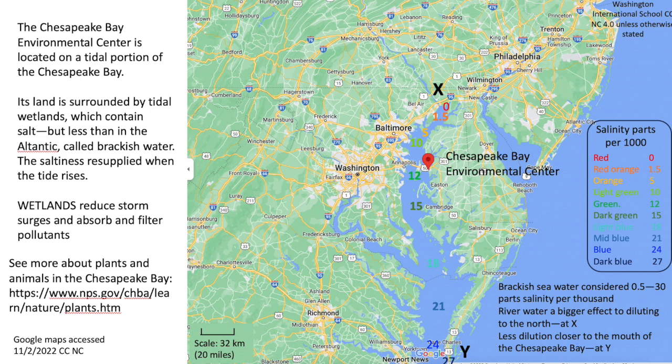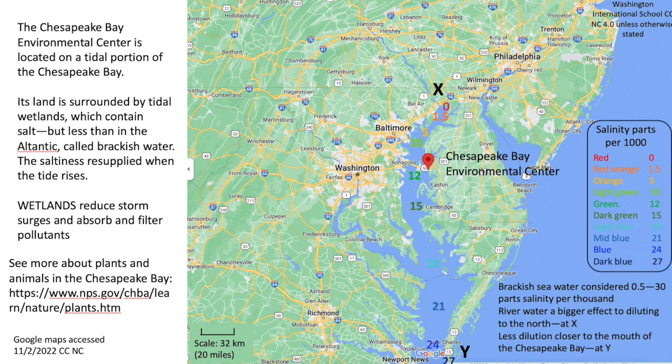And so here we have a little bit more information with a little marker showing where our destination was, and it's tidal. It's a wetland, contains salt, but less salt than in full seawater in the Atlantic Ocean, called brackish water. And the saltiness is resupplied from outside the Chesapeake Bay as the tide rises and the salt water goes in. And the benefit of wetlands on the periphery of the Chesapeake Bay is that they reduce storm surges and absorb pollutants; the plants absorb and filter them, and so do some of the animals.